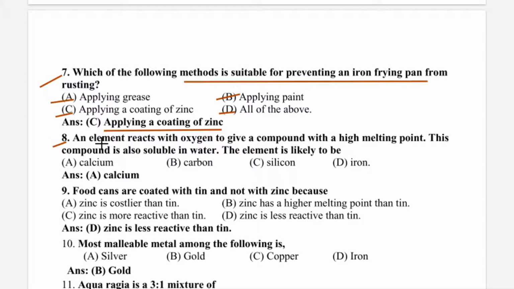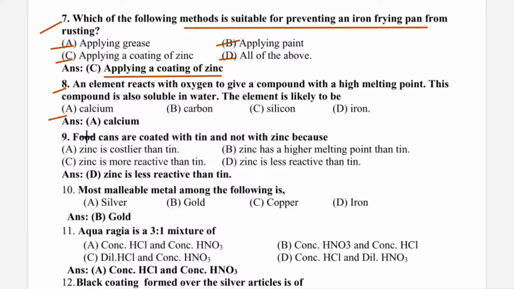Question number 8. An element reacts with oxygen to give a compound with a high melting point. This compound is also soluble in water. The element is likely to be. Options are calcium, carbon, silicon and iron. Let us see the question once again. An element reacts with oxygen to give a compound with high melting point. This compound is also soluble in water. The element is likely to be calcium. Option A will be correct here, calcium.